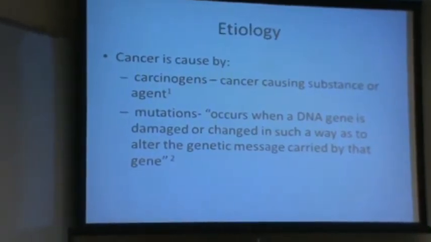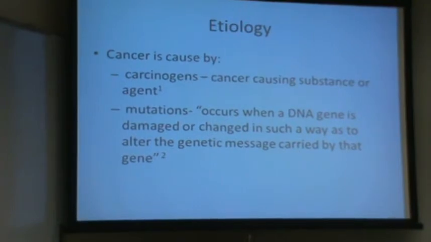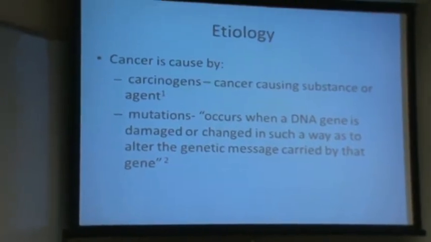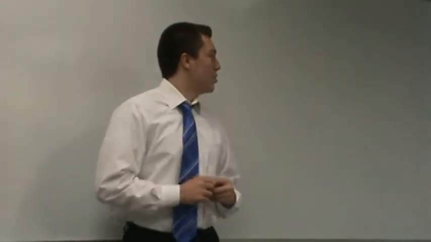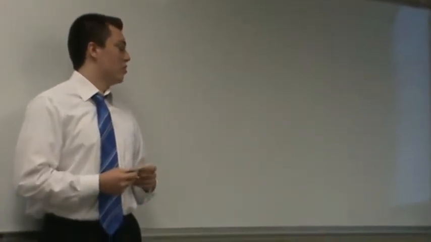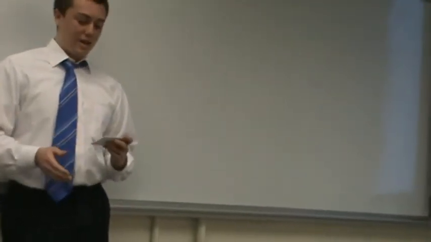Cancer is caused by carcinogens, which are cancer-causing substances. When a carcinogen acts on a cell, mutations occur, which is when the DNA gene is damaged or changed in such a way as to alter the genetic message carried by that gene. And more etiology: whatever causes cancer alters the cell's genetic makeup and the way it functions. This abnormal cell then divides, forming additional cancer cells. Over a period of time, this tumor or collection of abnormal cells tends to invade and ultimately take over normal tissue. Cancer can develop pretty much anywhere in the body and at any age.